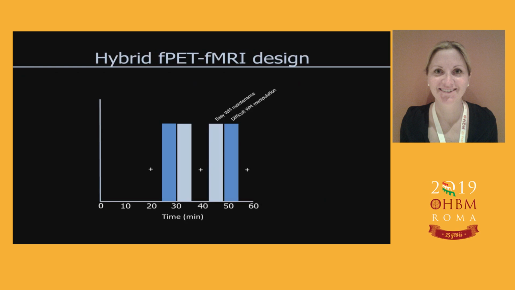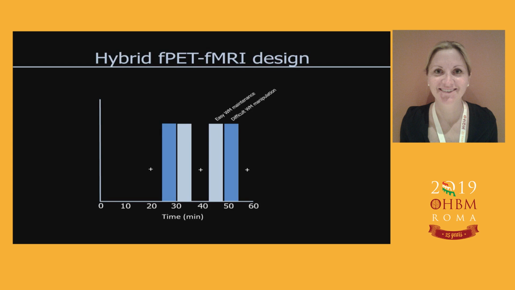In our study, we used a slightly different design. We had 3 different task conditions during a 60-minute scan. Each condition lasted 6 minutes. The first condition, indicated by the cross, is a resting state scan with eyes open, where the participant is just asked to rest.